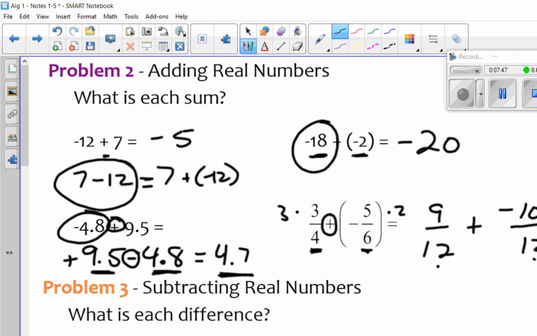Okay. Now I can add these together because the denominators are the same. Now if the denominators are the same, I'm just going to keep them whatever they are, in this case 12, and I just add or subtract the top. So really the top says 9 minus 10, that gets me -1. Okay, so that's my answer.